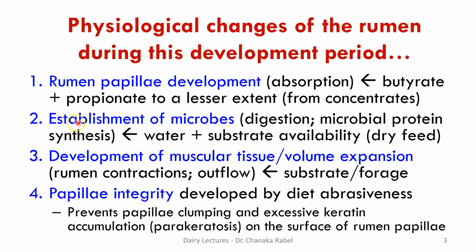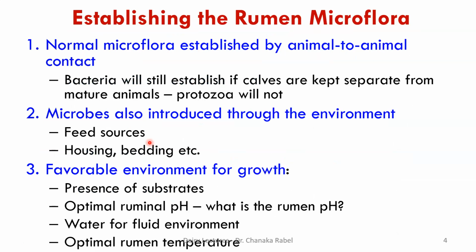So we'll talk about establishment of microbes. Where do they get microbes from? If they are born under hygienic conditions and separated from the mother, just like we mentioned, they shouldn't have any microbes at the time of birth. So they will gradually establish this. This is not something that can happen all of a sudden. It's a time-taking process that takes place slowly.